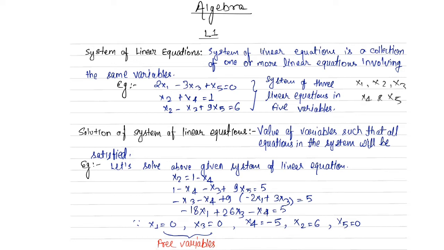I've written free variables. What are free variables? Free variables are those variables on which the system does not depend. Whatever value we put at the place of x1 and x3, the system will not depend on these values, so these are called free variables.